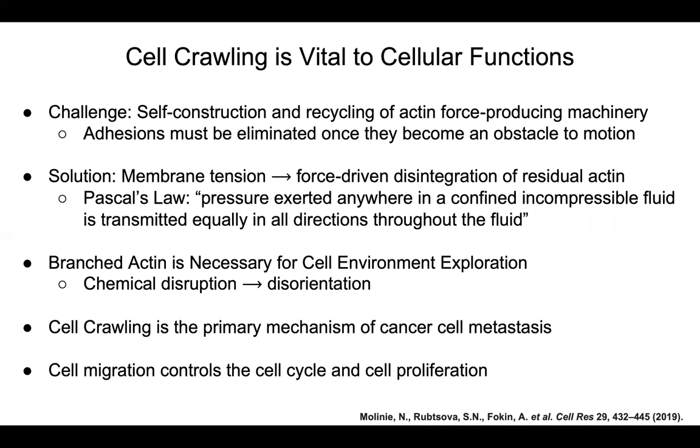Previous research has shown that chemical disruption of the actin network leads to disoriented unipolar cells that are really only able to move in one direction and can no longer integrate external signals. And other research has shown that cell migration controls the cell cycle and cell proliferation. So as cells migrate more, they actually have shorter cell cycles and increase cell proliferation. And those cells that migrate less have longer cell cycles and decreased cell proliferation.